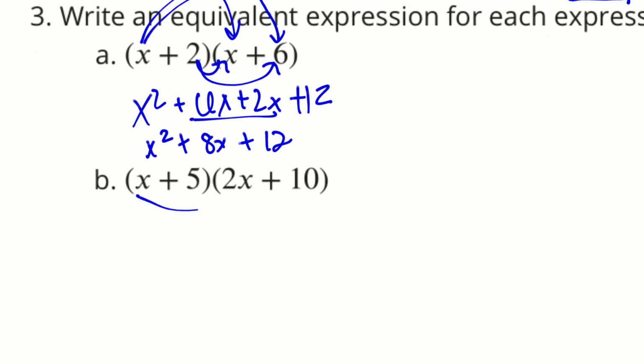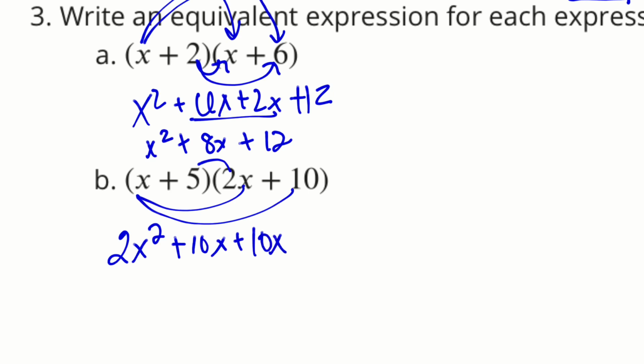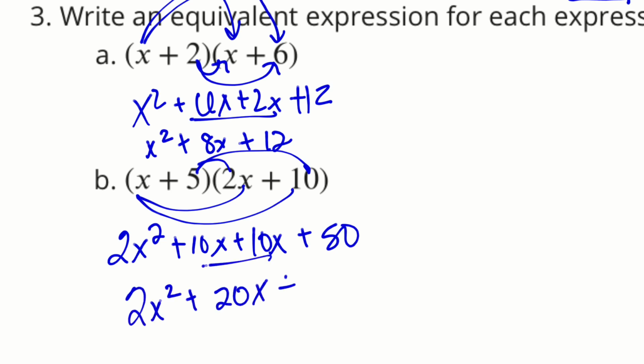All right, x times 2x is 2x squared. X times 10 is 10x. 5 times 2x is 10x. And 5 times 10 is 50. So we get 2x squared plus 20x plus 50.